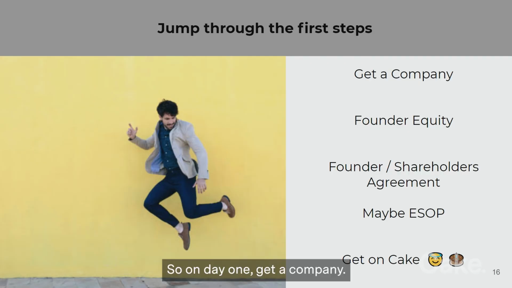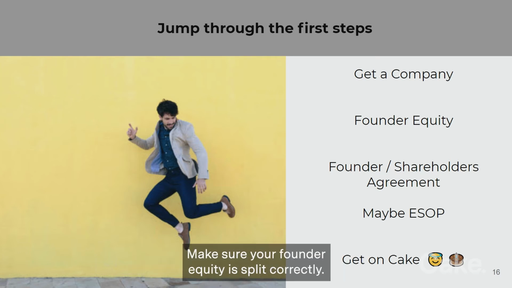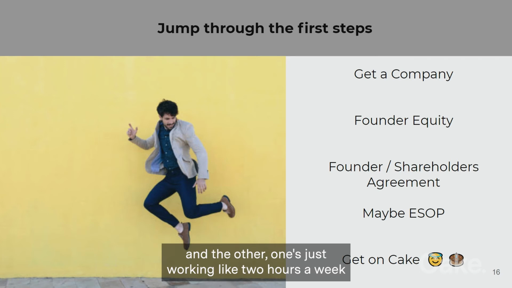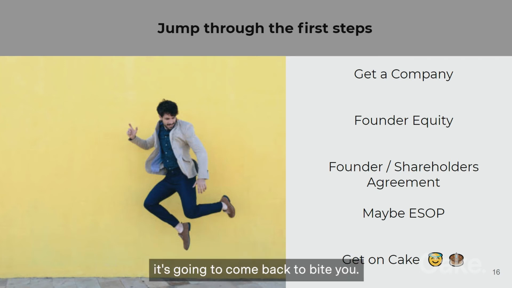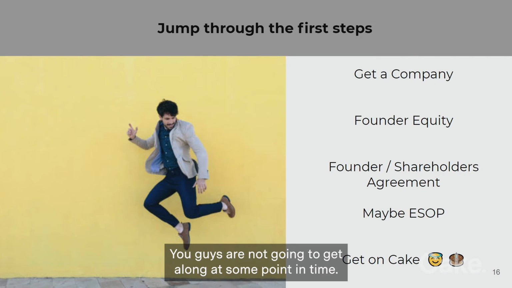So on day one, get a company. You can't have trust or anything like that in startup land. Make sure your founder equity is split correctly. If you've got one person working full-time and the other one's just working like 2 hours a week and you've got a 50-50 split, it's gonna come back to bite you. You guys are not gonna get along at some point in time, I guarantee it, and the investors are gonna see it as a red flag.